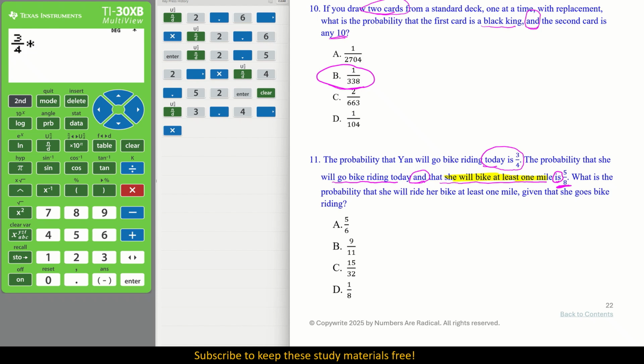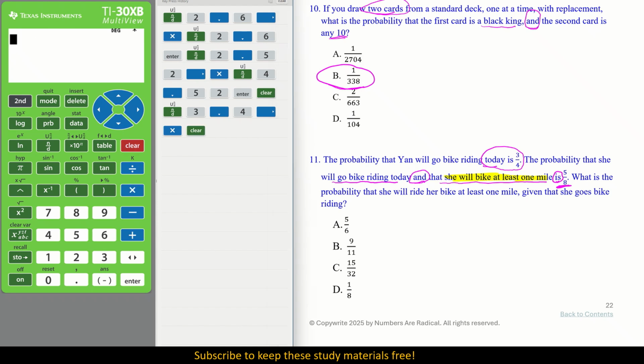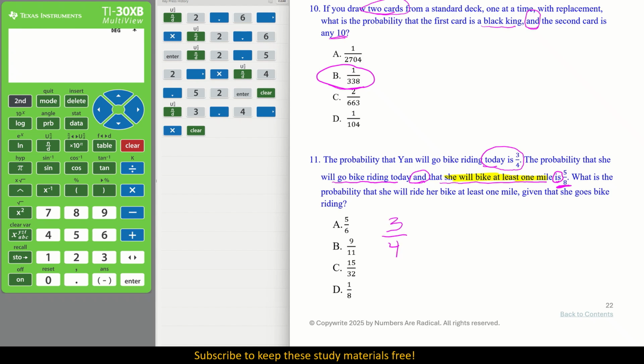It actually equals X. So putting this in my calculator right now isn't going to help. So let me clear this out and show you quickly. This is what this sentence says. Let me read it again. The probability that she will go bike riding today and that she will bike at least 1 mile, that goes together, both those things, is 5/8. So this is what we have: 3/4 times, I don't know the probability of the yellow, that's X, and this bike riding, since she's gone, is 3/4. And that equals 5/8.